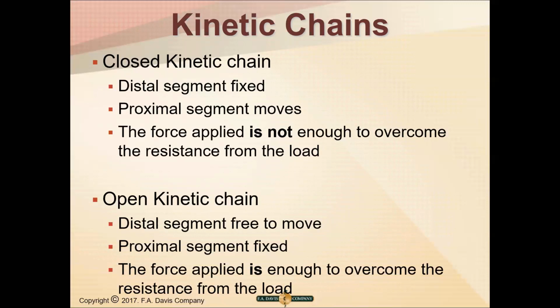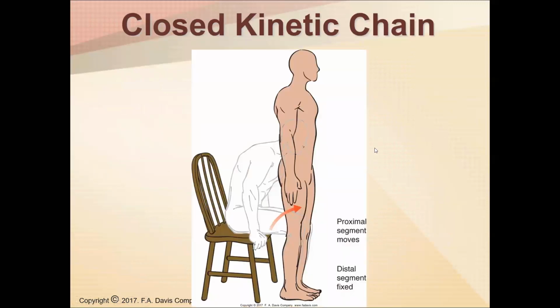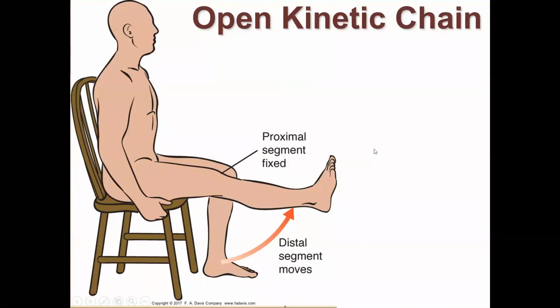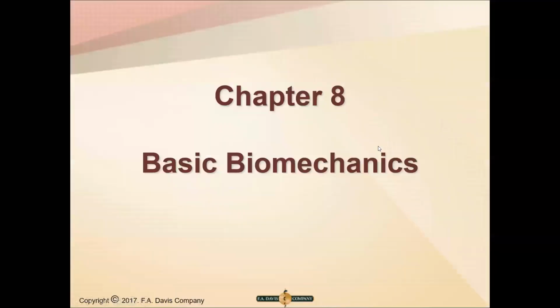The proximal segment is fixed. So at that point, you're sitting down in a chair and kicking your leg up. That would be an open kinetic chain activity. The force applied is enough to overcome the resistance, right? And the resistance for that kick up is going to be gravity. So here's closed kinetic chain. There's our open kinetic chain picture, right?